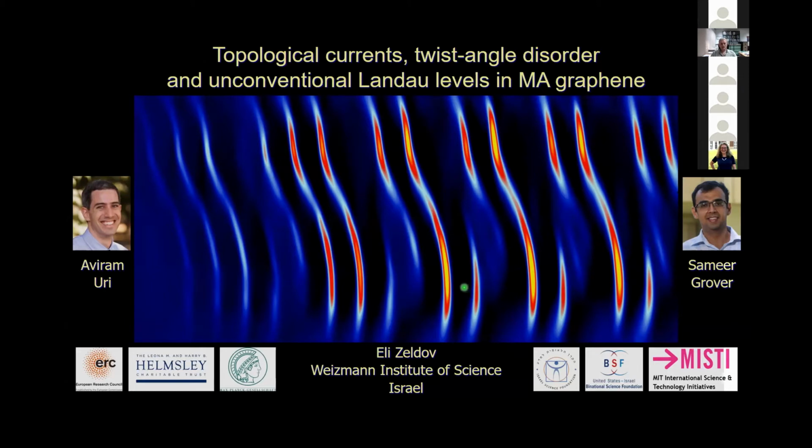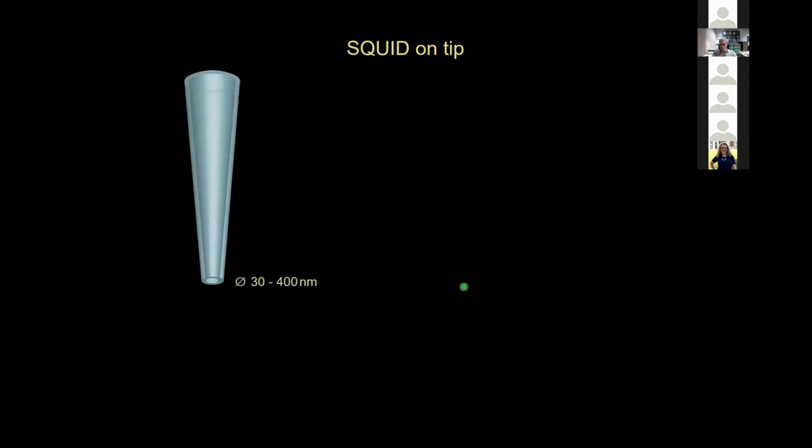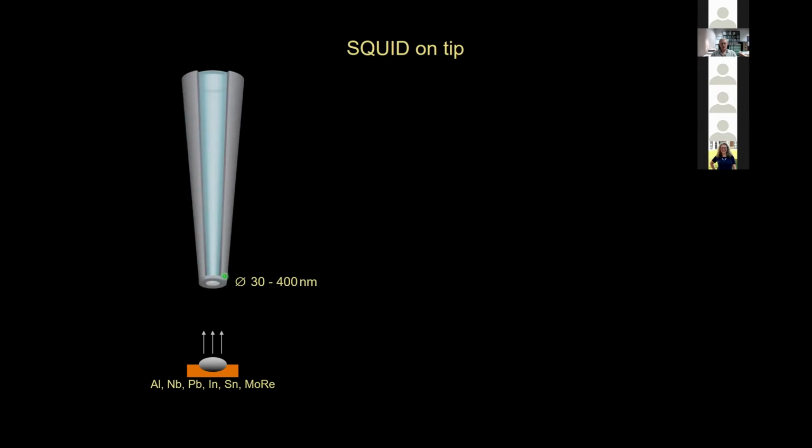So let me start from our experimental technique, which is squid on tip. The way we fabricate the squids is that we can take a quartz tube of about 1 millimeter diameter and pull it into a sharp pipette, a few tens of nanometers. And then we use one of our favorite superconductors, usually lead or indium, or more recently molybdenum. And we do 3 depositions. In the first deposition, we coat one side of the pipette. Then in the second deposition, we coat the other side. And in the third deposition, we coat the ring at the apex.